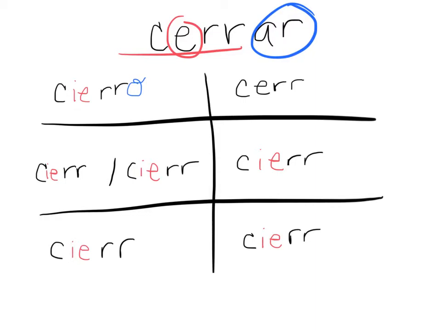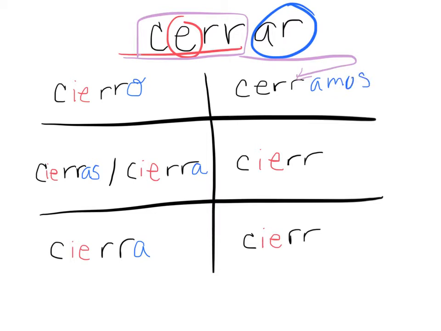However, for some odd reason, the nosotros form does not take the stem change. So the nosotros form is going to really mirror our stem from before. So we have cerr and we have cerr. There's no change in the nosotros form. Then we're going to go back. It's an AR verb, so we're going to add our endings. So we have o for the yo, as for tú, a for usted, a for él and for ella, amos for nosotros and nosotras, an for ustedes, and an for ellos and for ellas.